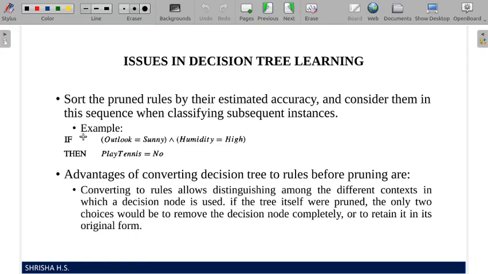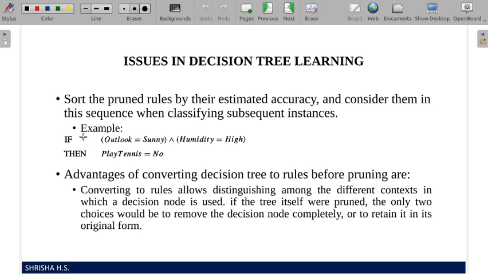So what is the advantage of converting our decision tree to rules before pruning? The first thing is, suppose we are pruning a decision tree and we are removing a node. That means we are removing that entire subtree. But if you are removing some attribute in the rules, we are only removing that path, that's it. For example, outlook equal to sunny, humidity equal to high. Let's assume humidity equal to high is not needed. So outlook equal to sunny, play tennis equal to no, just assuming.